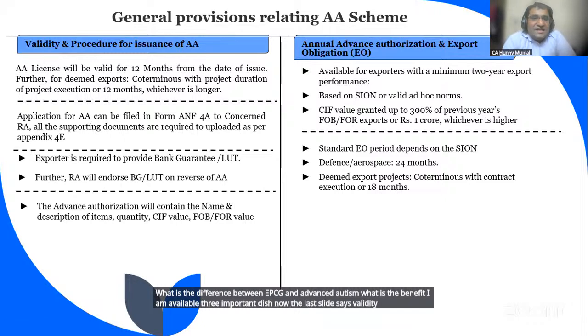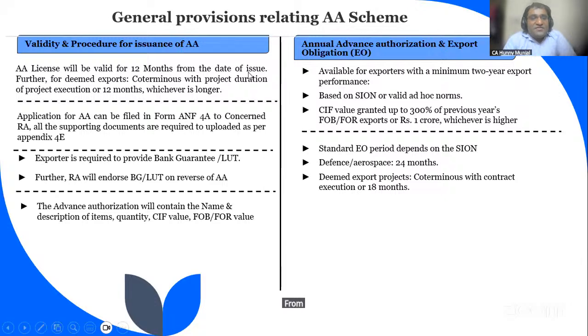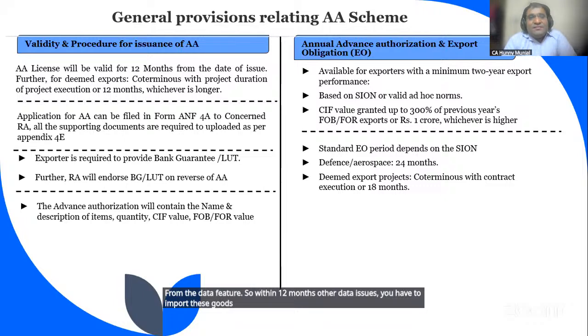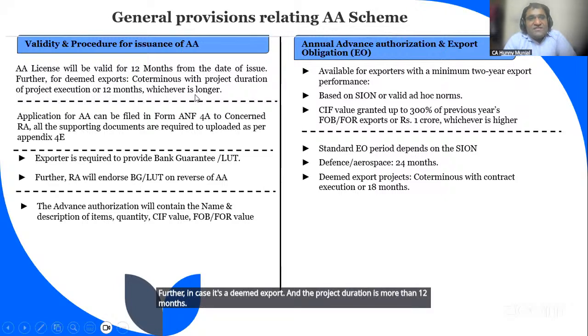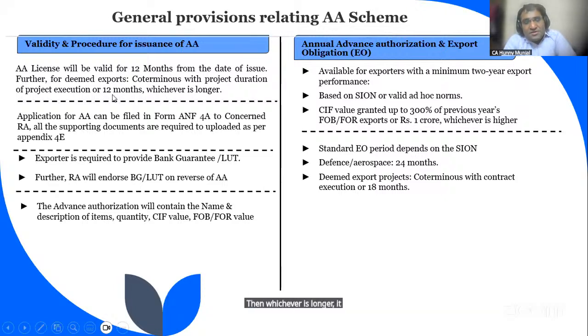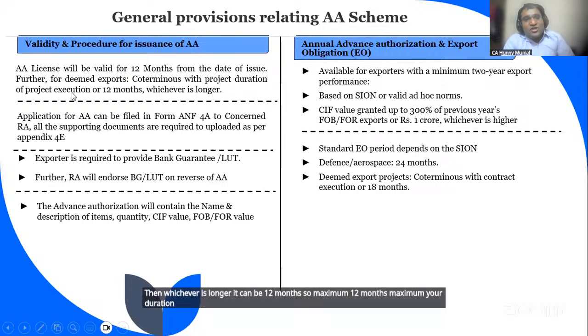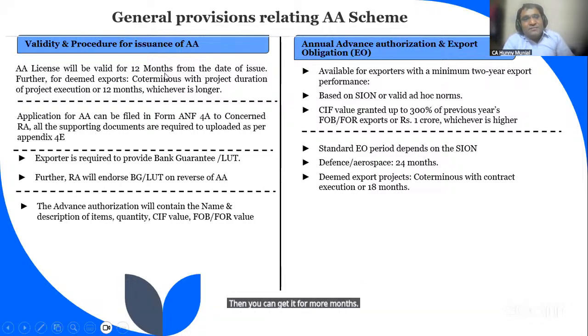As we have seen, in case of EPCG it was valid for 24 months, while advance authorization is valid for 12 months from the date of issue. So within 12 months of the date of issue, you have to import these goods, and then you can get the benefit of exemption with respect to basic customs duty. Further, in case it's a deemed export and the project duration is more than 12 months, then whichever is longer applies. So in a normal timeline, it will be 12 months, but if it's a continuous project, then you can get it for more months.